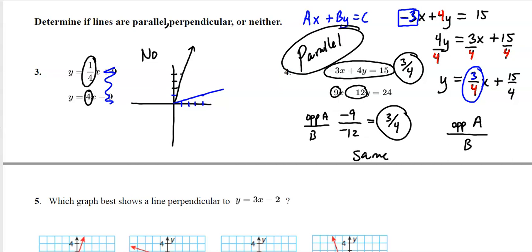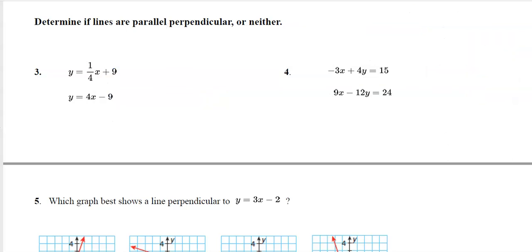So I checked the slopes out. They're parallel. This one over here was neither. And if they were opposite reciprocals, then I would say opposite reciprocals. Or if they were perpendicular, they'd be opposite reciprocals.